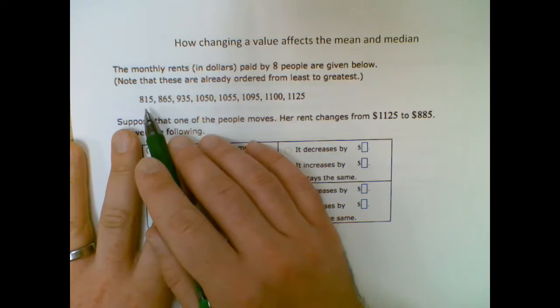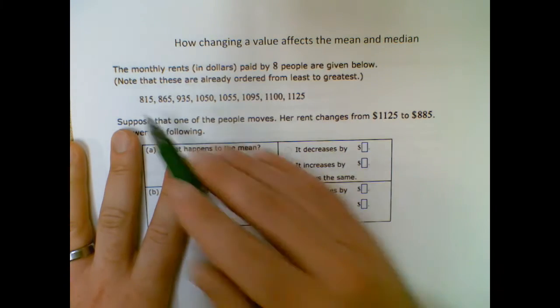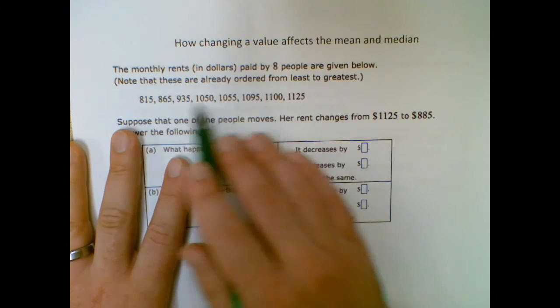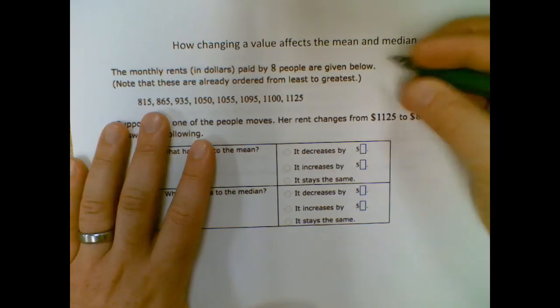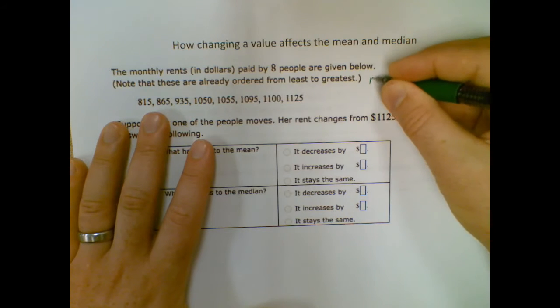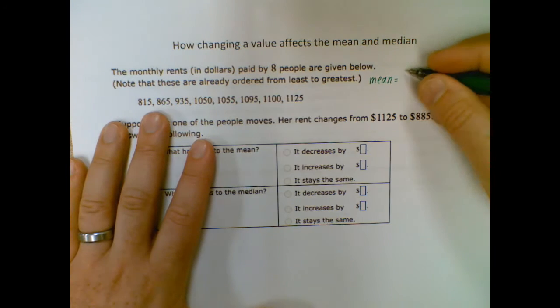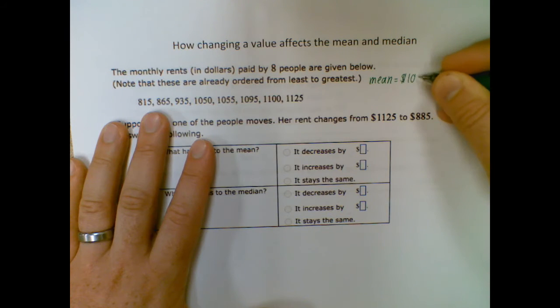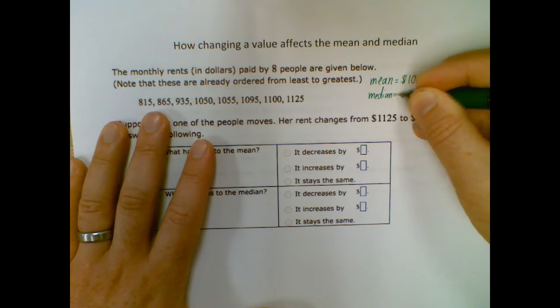Remember, to find the mean, you add up all the numbers and then divide by how many you added, which is 8 in this case. So we add all these up and divide by 8. I went ahead and did that ahead of time to save a little bit of time here. So the mean, if you try that yourself, should come out to $1,005.